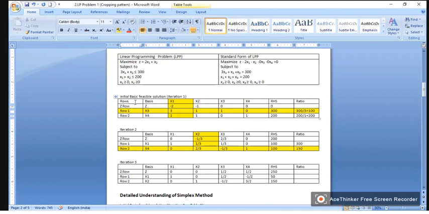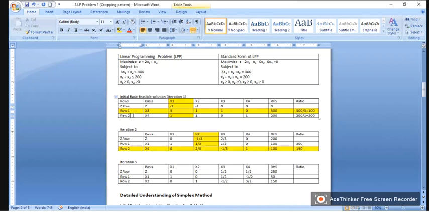The first row is the heading row, the second one is the Z row, the next one is the row for the first constraint, and the next one is the row for the second constraint. Generally we call them row 1 and row 2. Even if you say constraint 1 and constraint 2, it is all right.